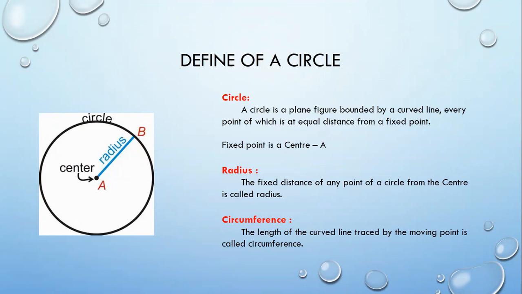A circle is a plane figure bounded by a curved line, every point of which is at equal distance from a fixed point. Now here the fixed point is a center. Here from A you can see that this all line, if you will curve, if you will make at the same distance, then it will give you a circle.